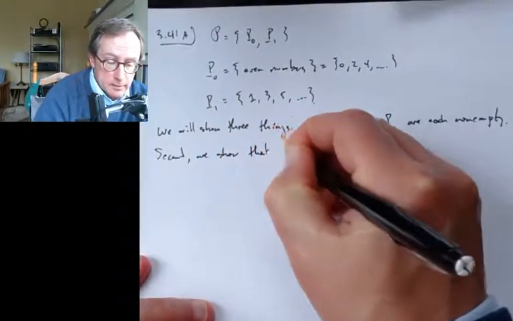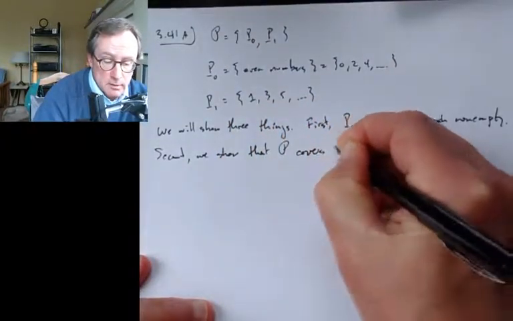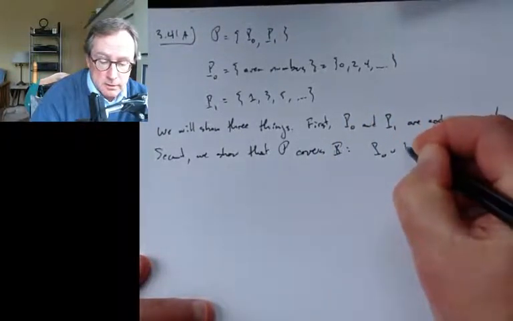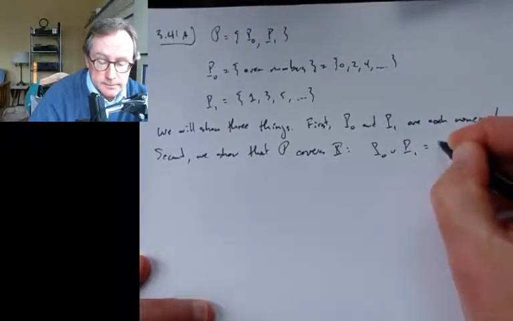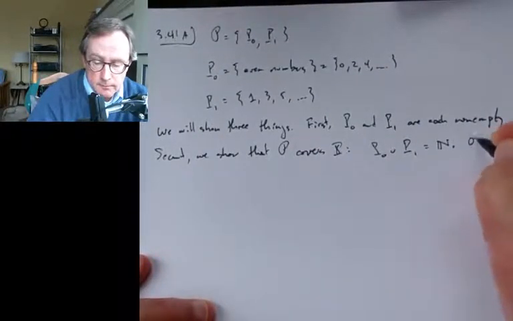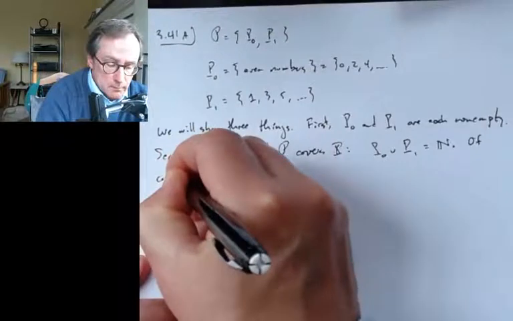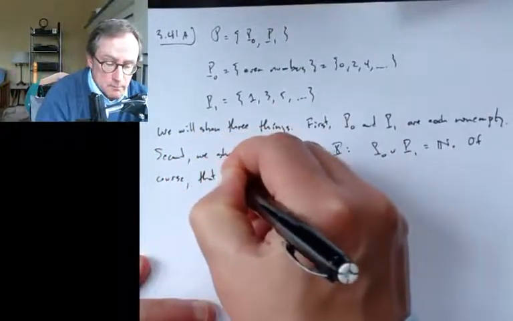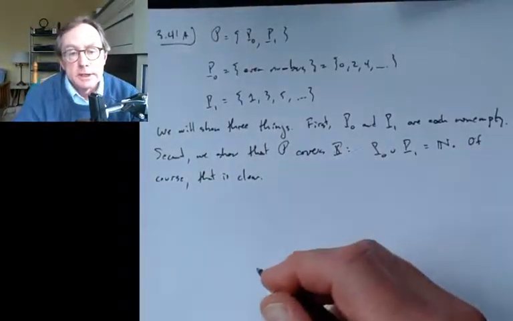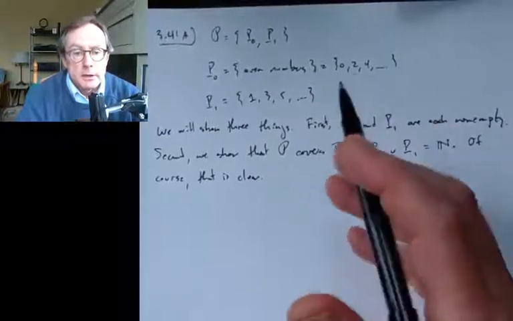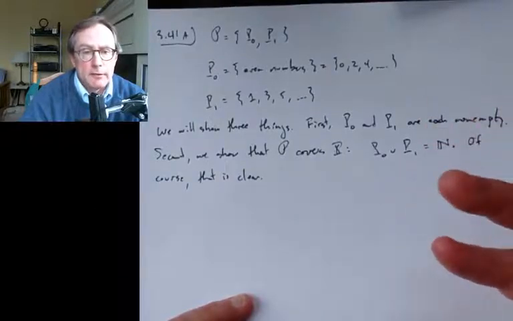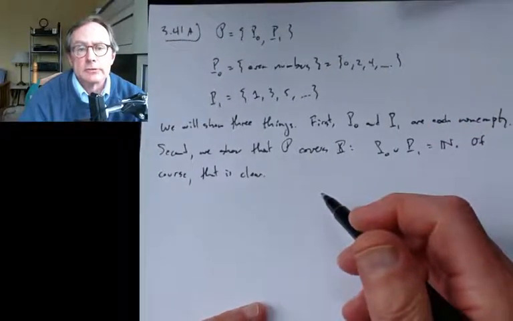We show that script P covers X, meaning that the union of the two Pi's is X. Okay, but of course that's clear. And actually, we had results early in the semester that said a number is either even or odd. Again, the audience in this case is the folks in the class, and everybody in the class knows that the evens and the odds exhaust the natural numbers.